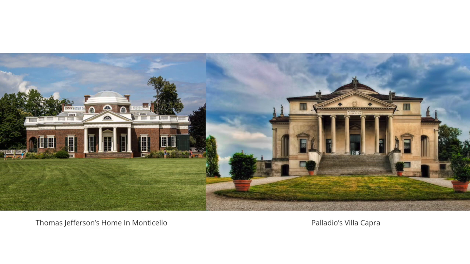Another big difference is the building material of the two. The villa is made out of travertine, a traditional Mediterranean building material, whereas Jefferson's home is made of brick to celebrate American building materials.